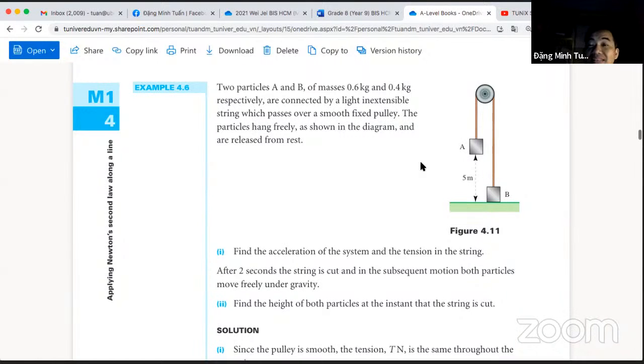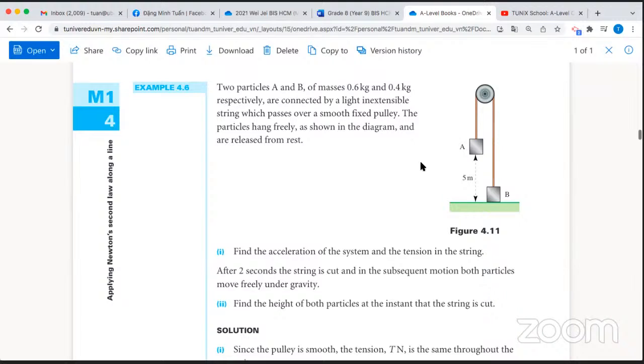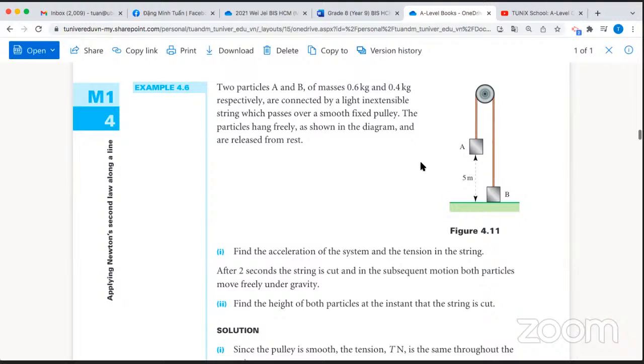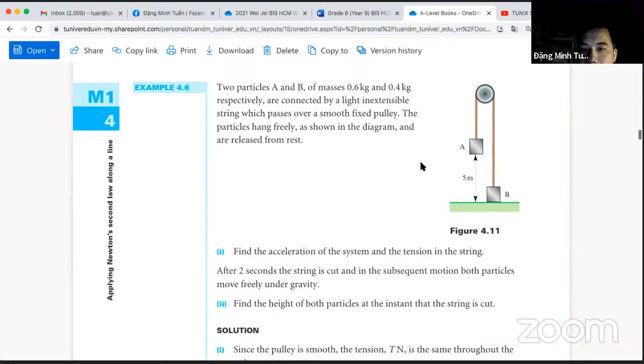Because we want to describe the motion with acceleration, right? If the two masses are the same, you have no motion. They are stationary. So now look at this one.